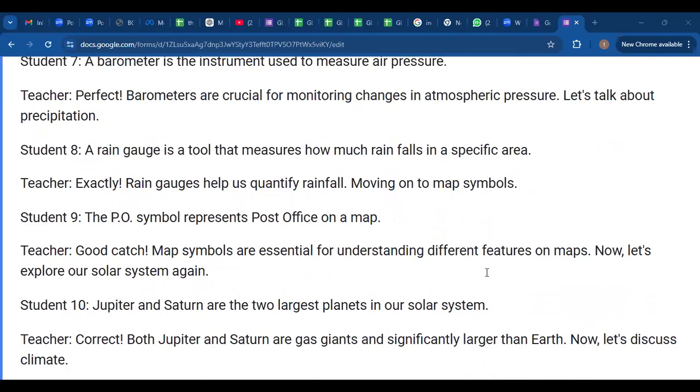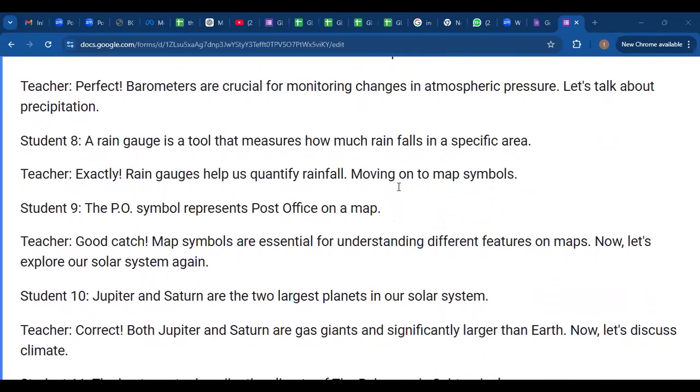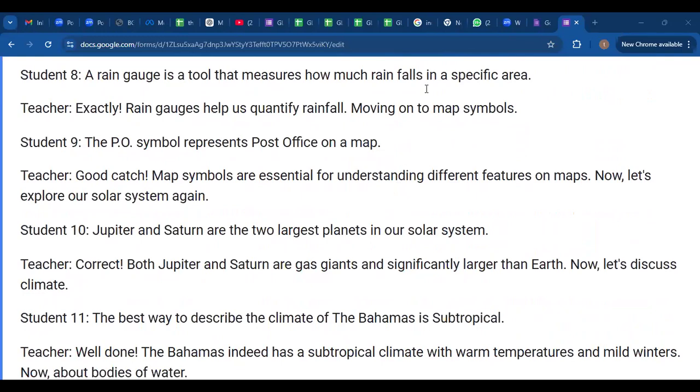Student 8: A rain gauge is a tool that measures how much rain falls in a specific area. Exactly. Rain gauges help us quantify rainfall. Moving on to map symbols.